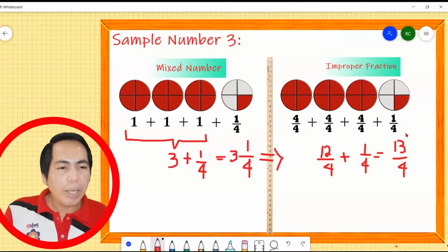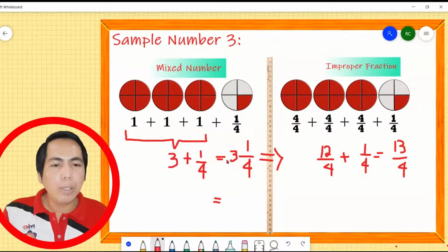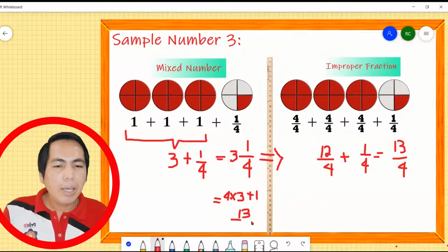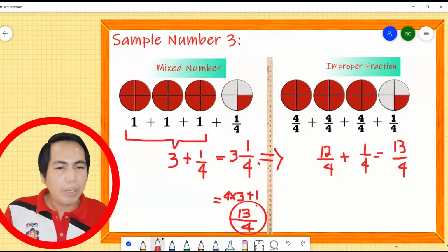So how do we get 13/4? So we have to multiply the denominator, which is 4, to the whole number 3, and then we have to add the product to the numerator, which is 1. 4 times 3 is 12 plus 1 is 13. So we have 13, and then copy the denominator 4. That's why it's 13/4.